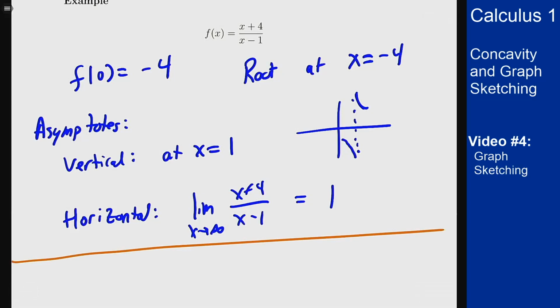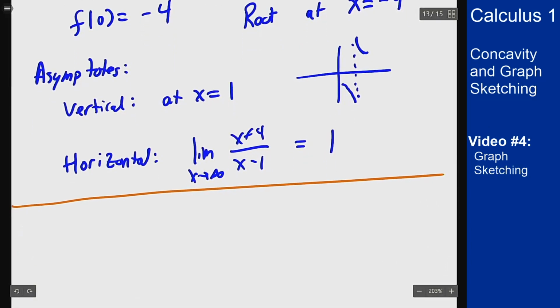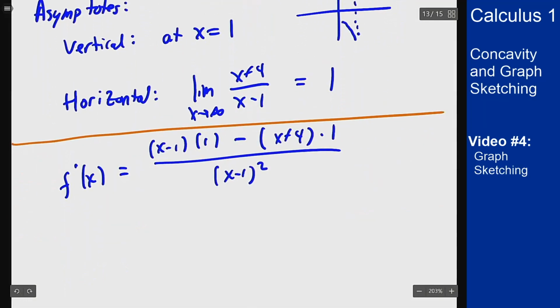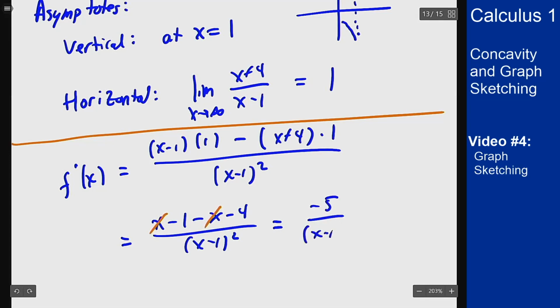Now let's look at derivatives. Let's take the derivative of this function and see what that gives us. So f prime, this is done by the quotient rule, which we can simplify out: x minus 1 minus x minus 4, over x minus 1 squared. The x's cancel, and so I'm left with negative 5 over x minus 1 squared.